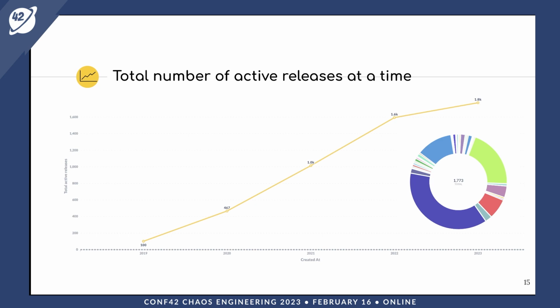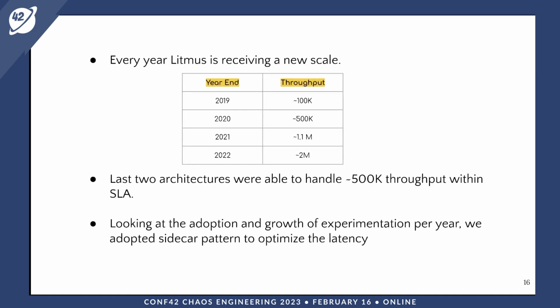So let's see what changes we made in the architecture to cater to this scale. Let's look at some of the points here. Every year Litmus is receiving a new scale, right? At the end of 2019, the max throughput was around 100k RPM. These are all RPM numbers, I forgot to mention in the slide. At the end of 2020, it was around 500k RPM. At the end of 2021, it was around 1.1 million RPM. At the end of 2022, it reached 2 million RPM.